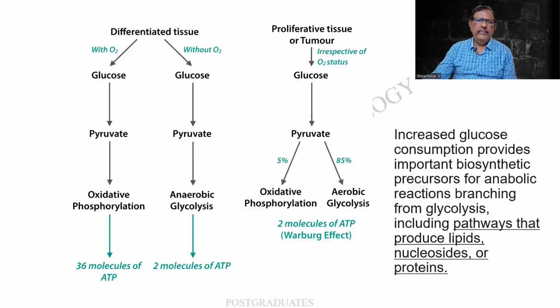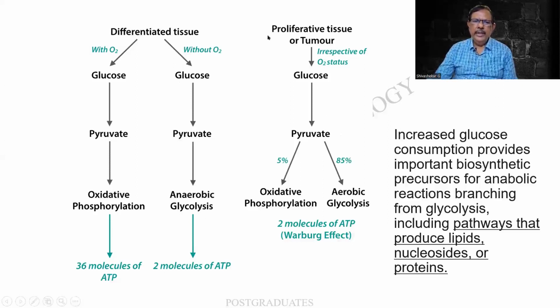So what happens is there is a well-differentiated normal tissue. With oxygen, there is a production of glucose, pyruvate, then oxidative phosphorylation, and 36 molecules, a lot of energy of ATP being produced. Without oxygen, the same differentiated or normal tissue will lead to the production of glucose, pyruvate, and then anaerobic glycolysis. And only about 2 molecules of ATP are being produced. So this is the story. In this case, I am having only 2 molecules of ATP.